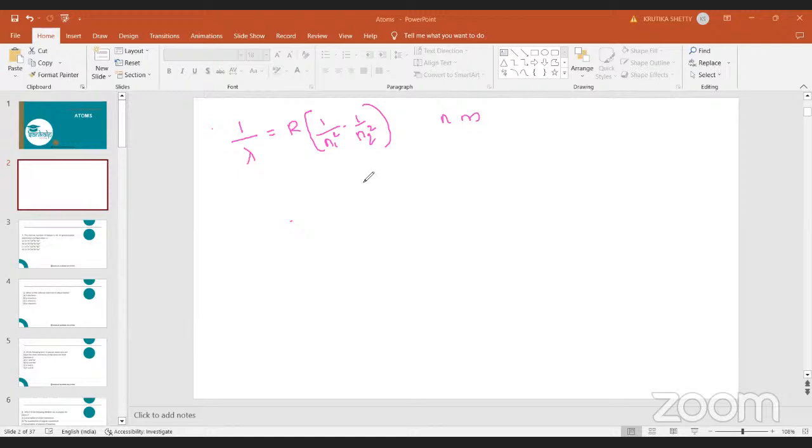The Rydberg constant value you should know. They will not give it in the exam. It is 1.097 into 10 to the power of 7 per meter. This is the Rydberg constant value.